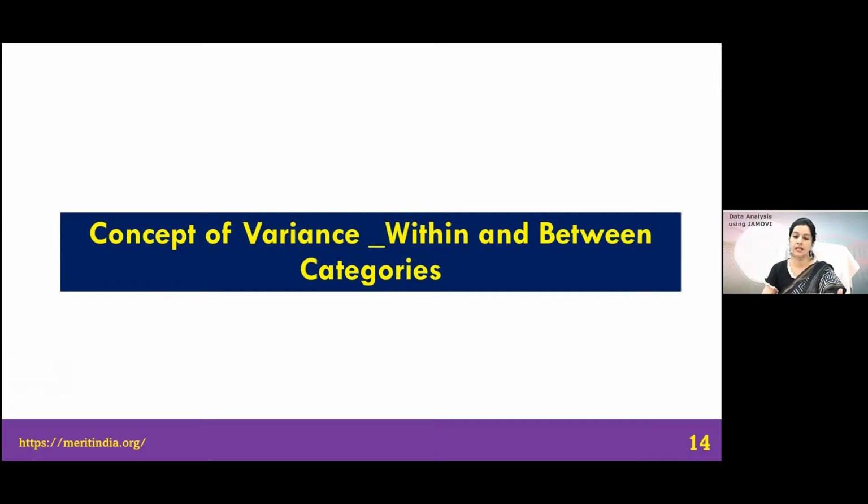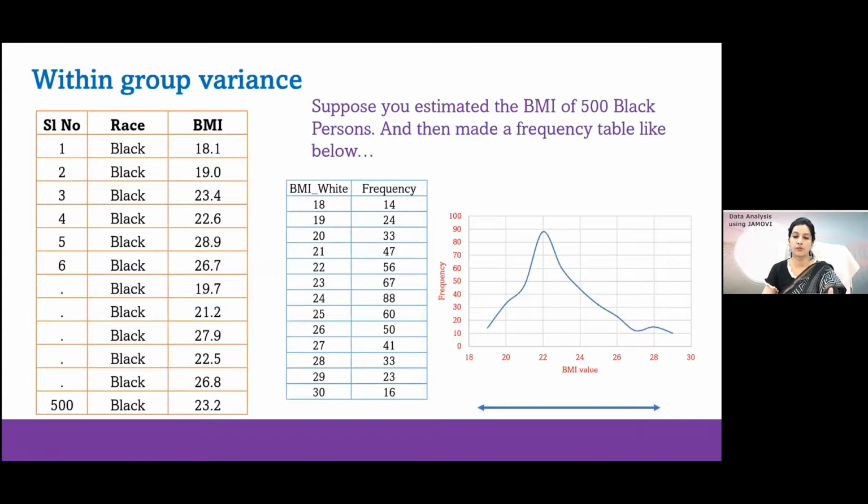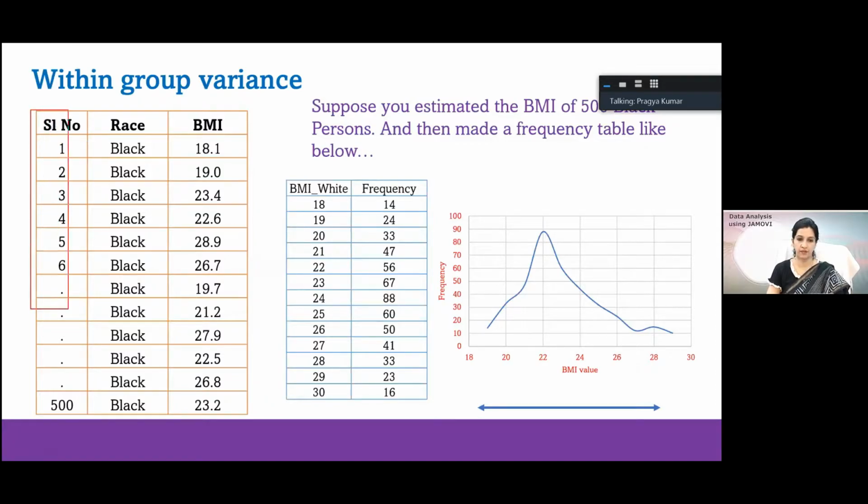Now let's understand the concept of variance. There are two types of variance which we discussed: within group variance and between group variance. To understand the within group variance, here is an example. You have taken 500 black individuals. This first column tells you the serial number of people, with the 500 subjects. And the race of all these is black. So all these belong to one group.